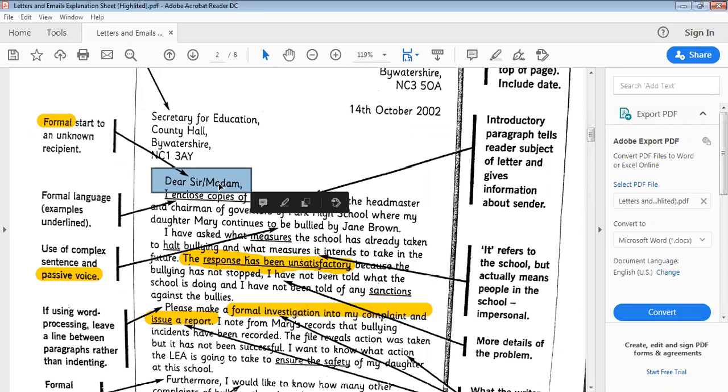But if I'm writing to someone I know, then I can write the name. However, I should write a full name. For example, dear Mr. Sam Smith. Okay, so I'm going to use full names. I cannot use first names only, or dear Mr. Smith. You have to use full names. Don't forget that, because this is formal.